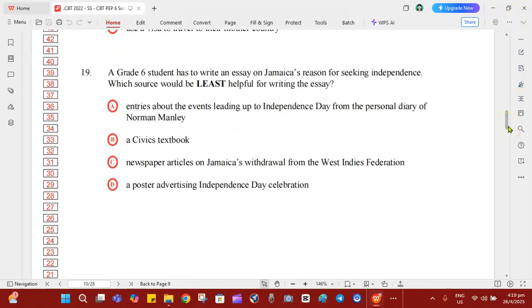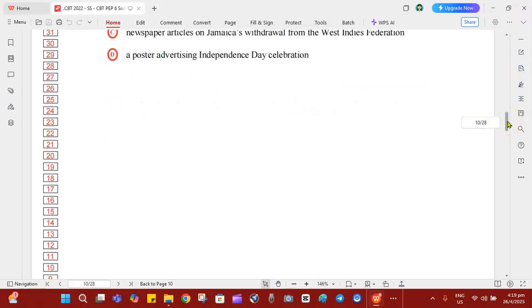19. A grade 6 student has to write an essay on Jamaica's reasons for seeking independence. Which source would be least helpful for writing the essay? A, entries about the events leading up to Independence Day from the personal diary of Norman Manley. B, a civics book. C, newspaper articles on Jamaica's withdrawal from the West Indies Federation. D, a poster advertising independence celebration. That one is like a giveaway. Can't use a poster to determine that one. So that's D.